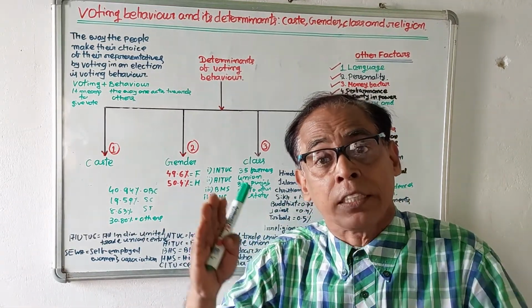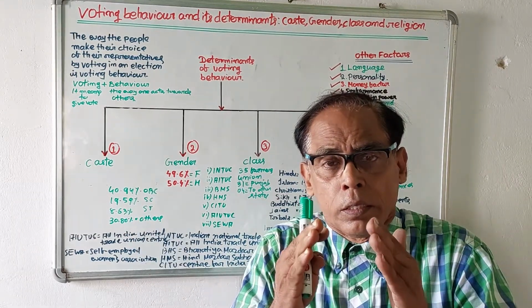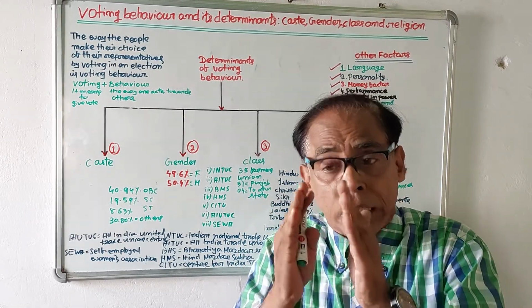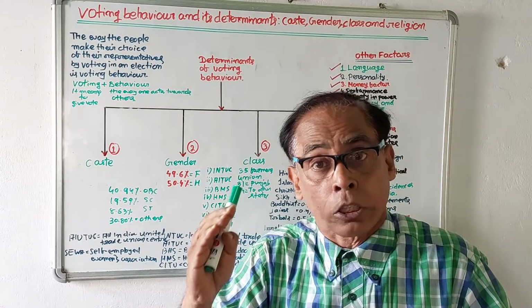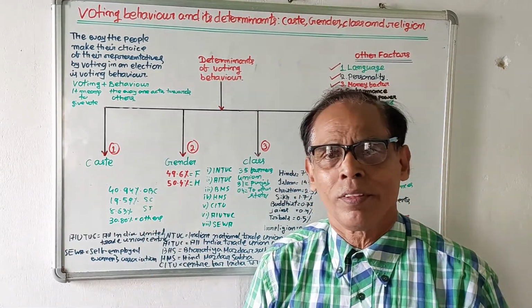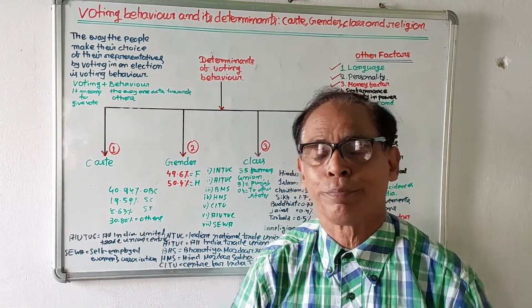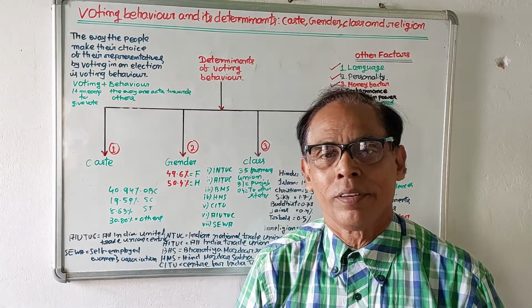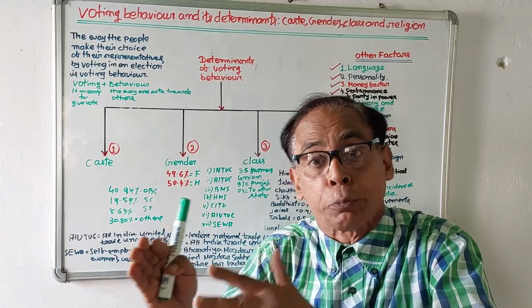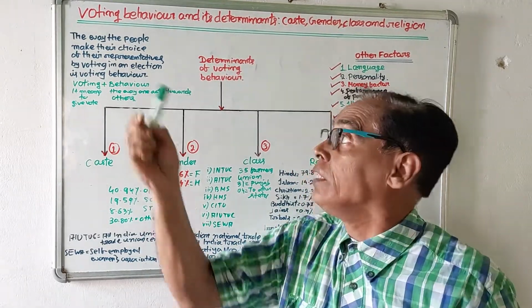Voting behavior and its determinants. In the present society, democracy is the most successful and popular form of government. Democracy is such a government which has no alternatives. And democracy has some basic principles, and among these principles, voting behavior is one.